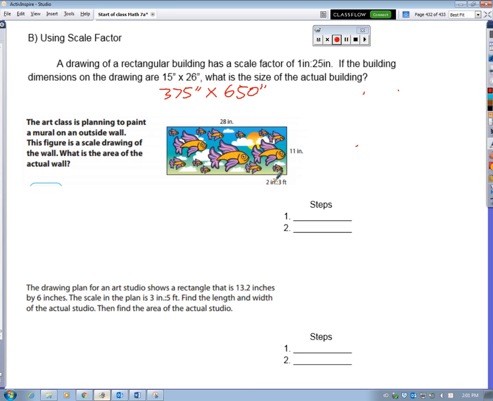Since we're not dealing with 1 to 25, like 1 inch equals 25 feet, because we got 2 inches here, we got a couple different steps to do since this number is not 1. Okay, the first step that we need to do is we need to divide the SD. Okay, let me tell you what the SD is. Okay, take a look at this.